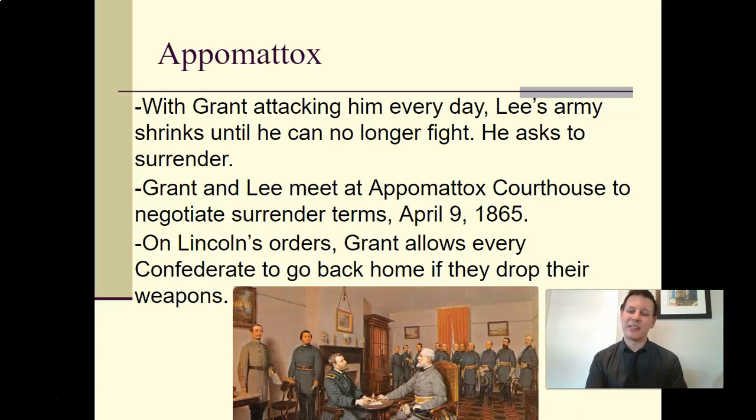So famously, the Civil War ends at what we call Appomattox Courthouse. This is just the name of a building between the two sides. And the Civil War ends April 9th, 1865. So Lee sent word that he would like to surrender, and Grant said he would accept it.